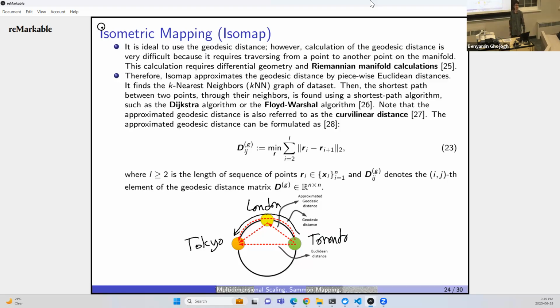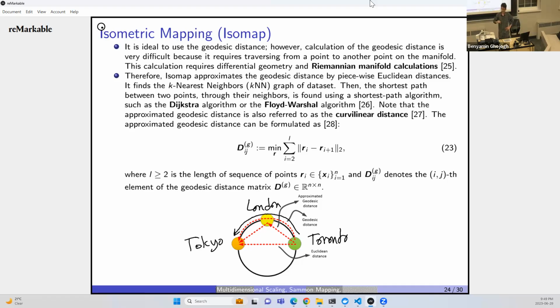This is geodesic distance. Calculation of geodesic distance is complicated. It requires differential geometry and Riemannian calculations. One of the hardest things which I encountered in my life. Einstein used that for relativity, okay? Although it's very interesting. Take a look at that, it's very interesting. So it's very hard. Isomap said, I'm lazy. It's very hard, I can't calculate that. So let me approximate it. How do we approximate it?